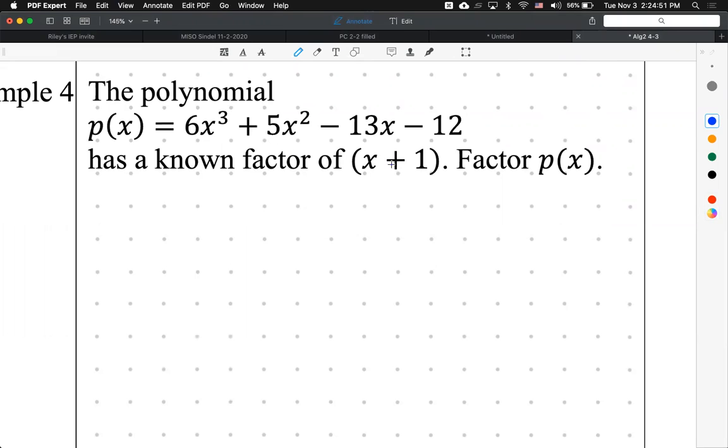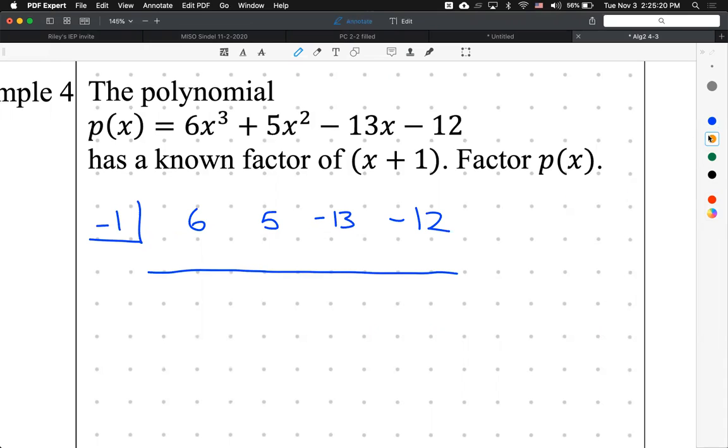Again, you're going to be dividing by x plus 1, which means with synthetic division, you're going to take the opposite of plus 1 and use a minus 1. Our coefficients descend in terms of degrees from degree 3 to 1 and 0, so there's no placeholder value that I need. So I can just write out the coefficients 6, 5, -13, and -12. Give some room for numbers, draw my line. What do we do next?